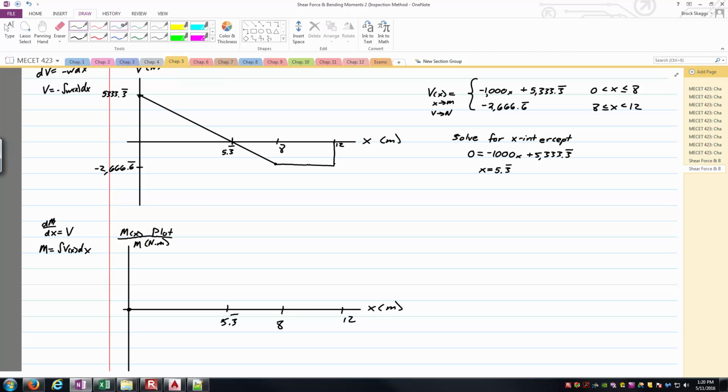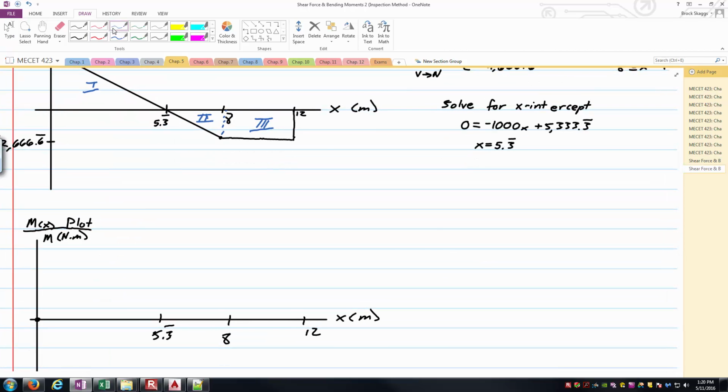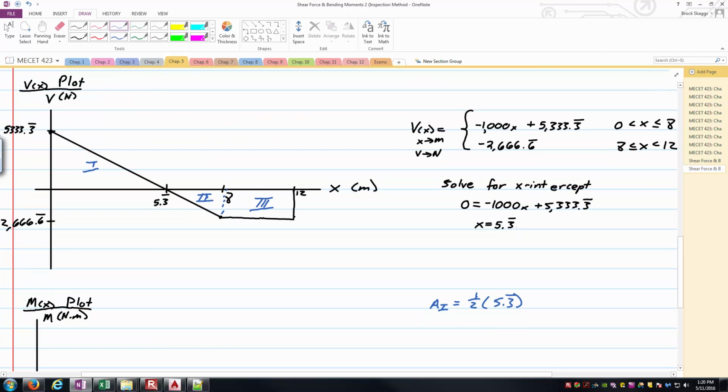And so one way we can look at this is splitting this thing into 3 areas. You've got area 1 here. If I kind of split this part off here, area 2 here, and area 3 here. And so let's calculate the 3 areas now. Area 1 is going to be 1/2, the base is 5 1/3, and the height is 5,333.3. Here I left off the units, but this is going to be in meters, and this is in newtons, so this should give us a value in Newton meters.